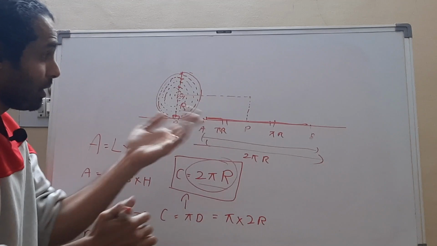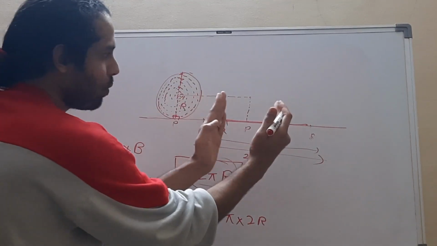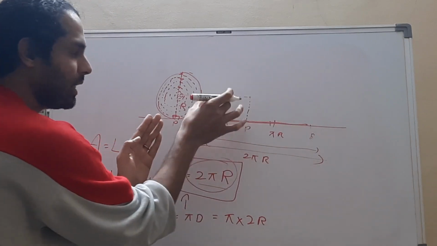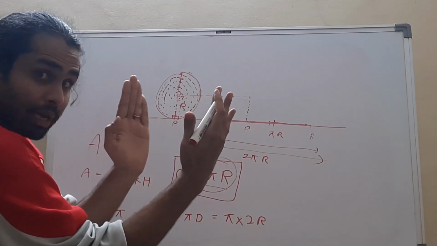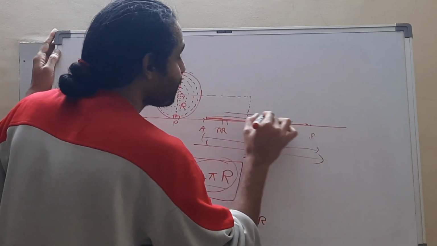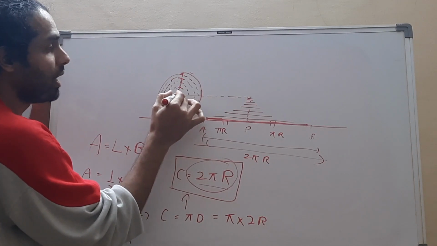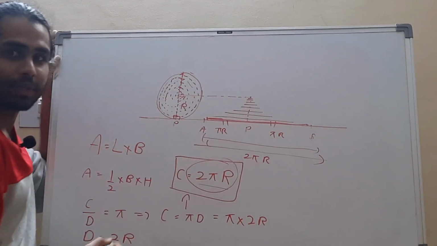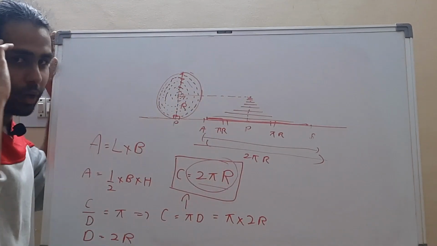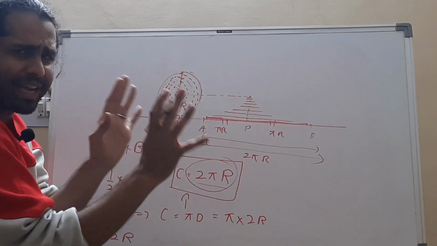The important point is the outermost one is 2 pi r. As you keep cutting the inner ones, you'll get equal length here, equal length here. But the lengths will start becoming smaller and smaller and smaller. So you will get something like this, right? And finally you'll be left with just the center point.